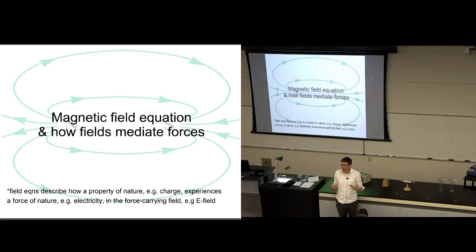So it's going to tell us what property of nature experiences a magnetic force. We don't even know that yet. We don't know that in detail. What property of nature experiences that force, and how does it experience that force when it's bathed in, immersed in, a magnetic field that is the transmitter, the carrier of that force? So that's what the field equation is going to tell us.